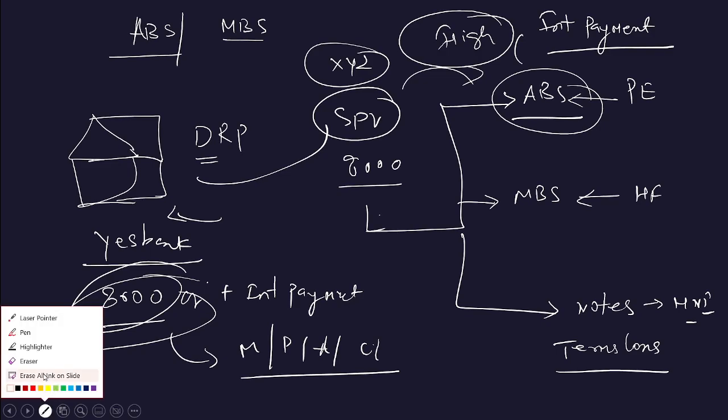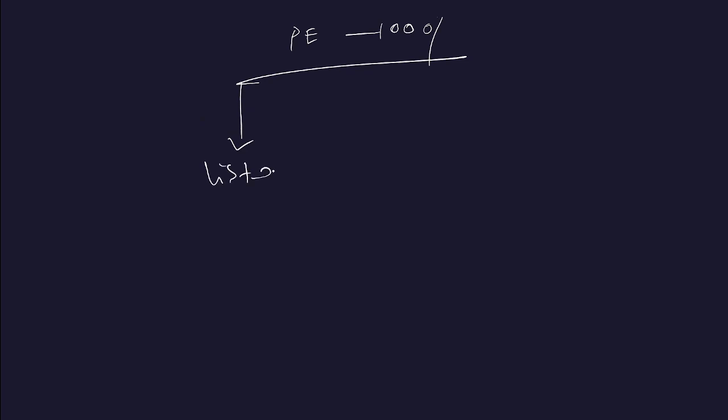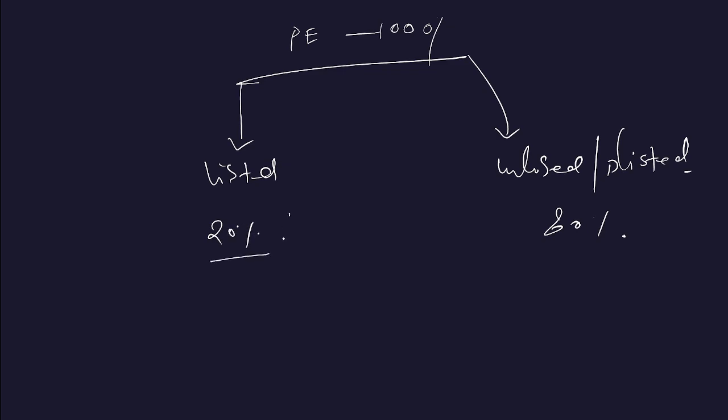A pure listed fund invests only in listed securities. Similarly, with a hybrid, let's say the total capital is 100 crore or 1000 crore, whatever it is. You can categorize it as listed, unlisted, or delisted. Let's say you can invest 80% in unlisted or delisted securities and 20% in listed securities. This will be categorized as a hybrid fund. Simple. Yes, I got it.